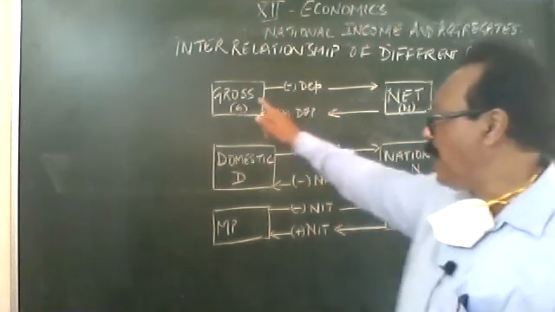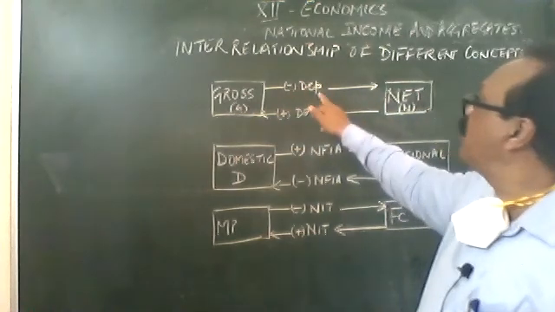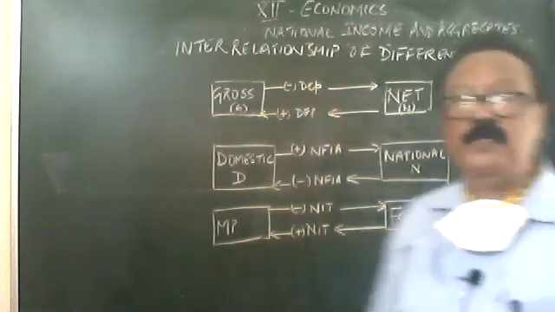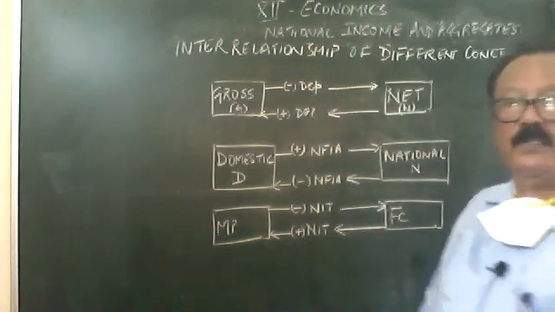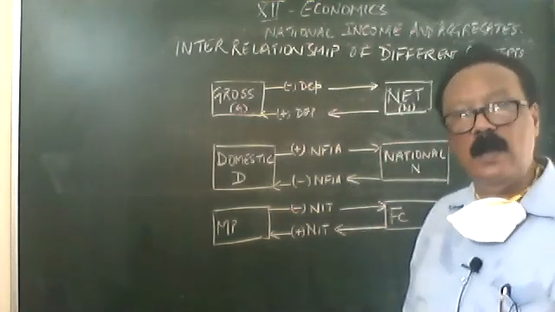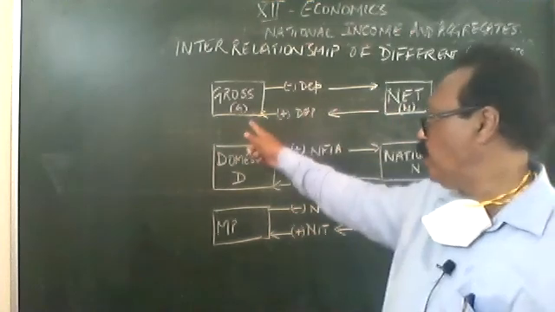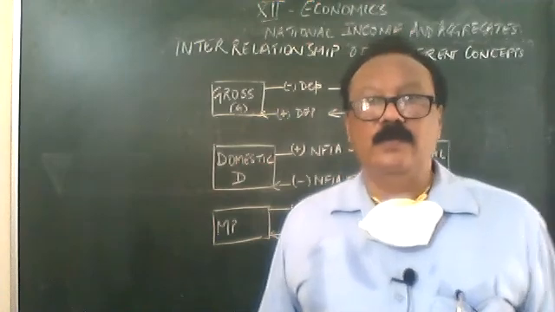Similarly, to arrive from gross to net, depreciation will be minus. What is another word for depreciation? Consumption of fixed capital. People also use CFC, which is consumption of fixed capital. Another word for depreciation. And from net to go to gross, you will add the depreciation.